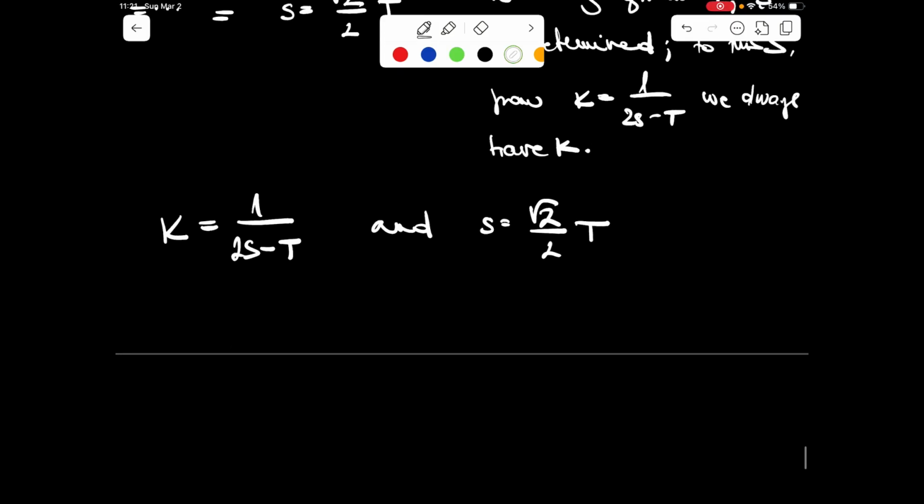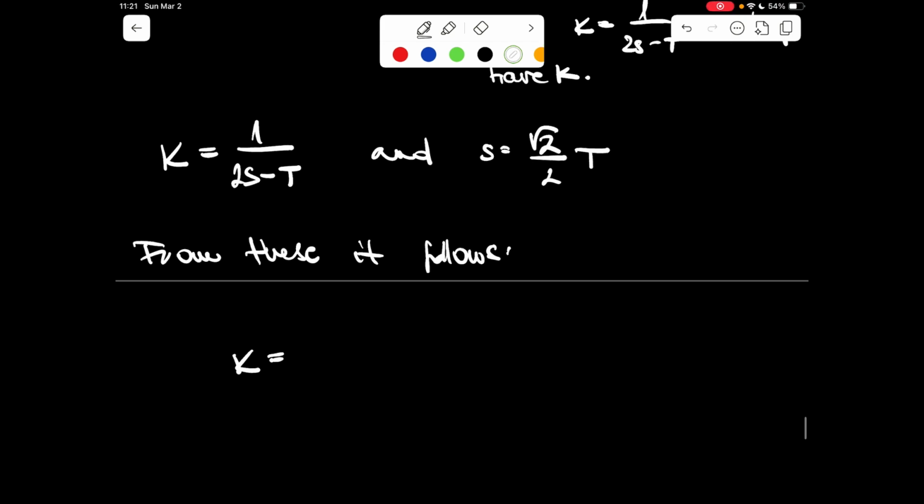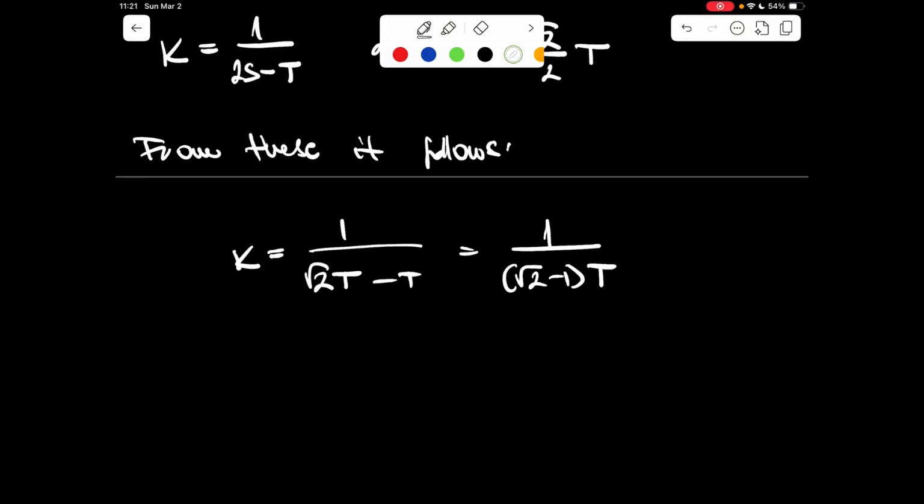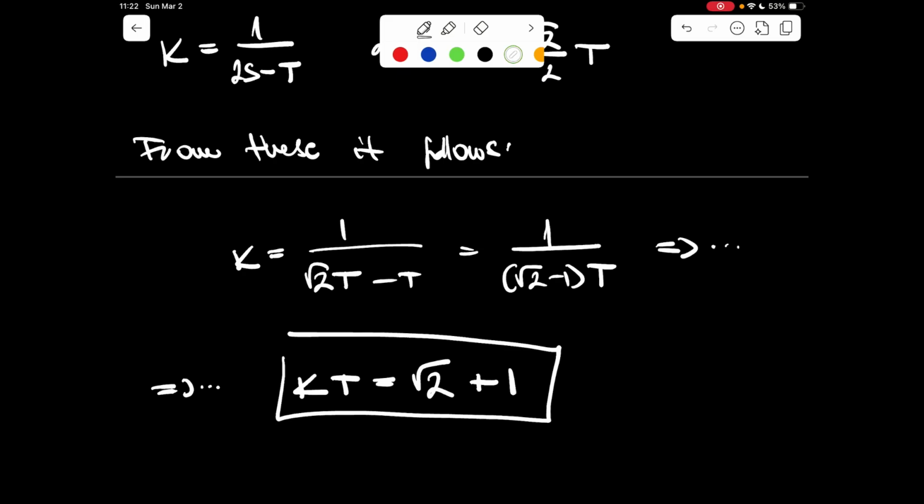And from this it follows that K is equal to 1 over square root of 2 t minus t, 1 over... and from this, in a few steps, it follows that kt is equal to this number. Okay.